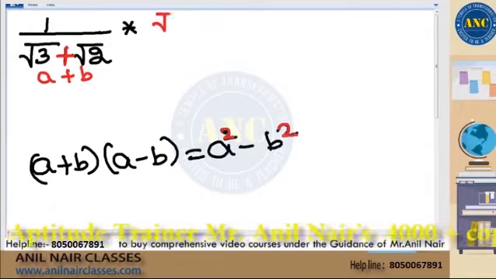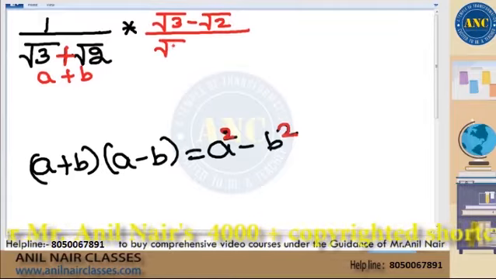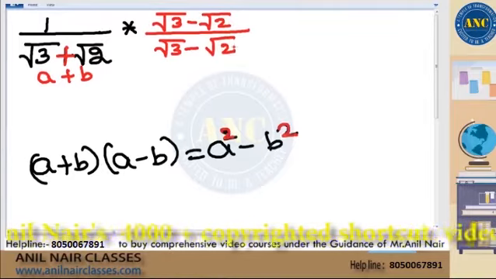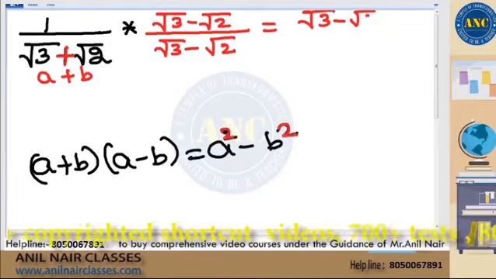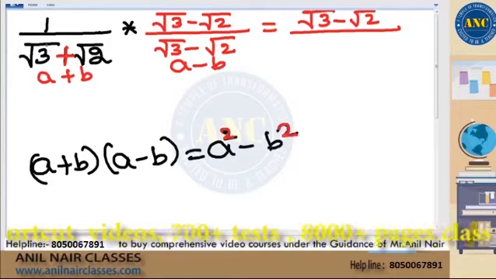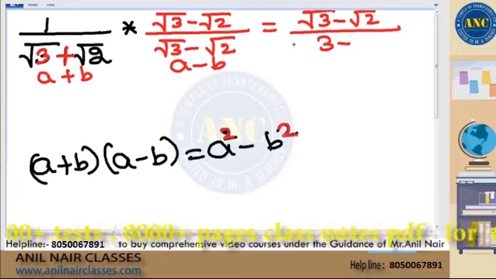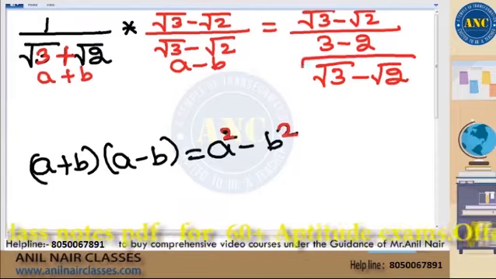I want a minus b to be in the denominator, so multiply by root 3 minus root 2 in the numerator and root 3 minus root 2 in the denominator. 1 into root 3 minus root 2 is root 3 minus root 2, divided by a plus b into a minus b, which is a square minus b square. Root 3 whole square is 3, root 2 whole square is 2. So your final answer for this question is root 3 minus root 2.